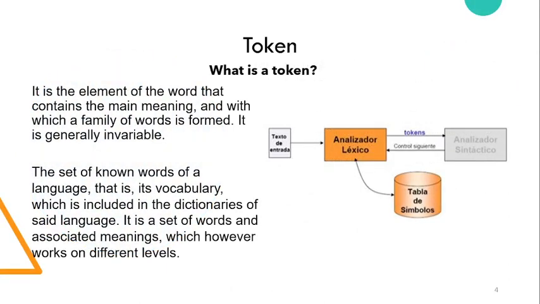What's a token? It's the element of the word that contains the main meaning and with which a family of words is formed, its general invariable part. It is the set of words of the language, that is, its vocabulary, which is included in the dictionary of the language. It is a set of words and associated meanings which work on different levels.